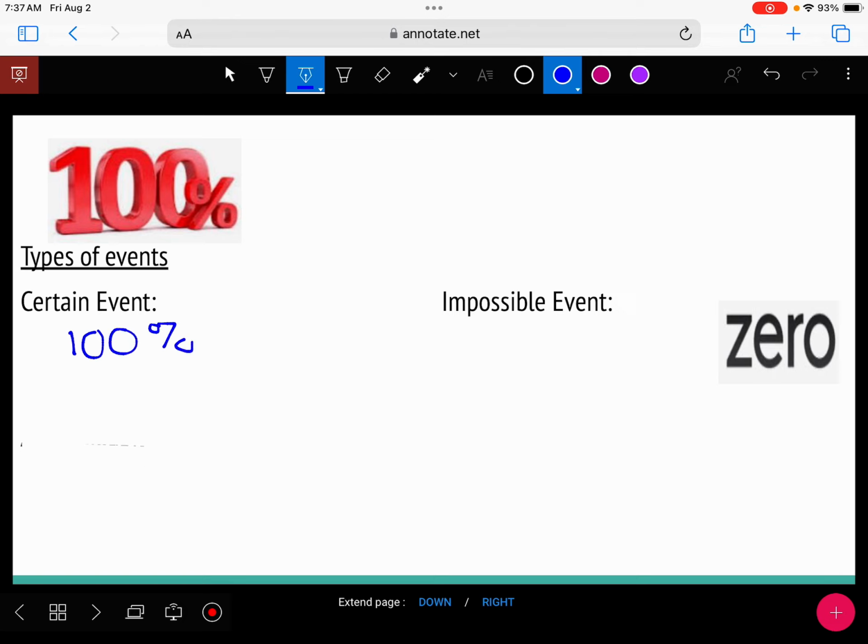What is that as a decimal? It's 1. Just like we did for the others, move our decimal place here 2 to the left. Percent to decimal, we go left. Decimal to percent, you go right. So the decimal version of 100% is just 1.